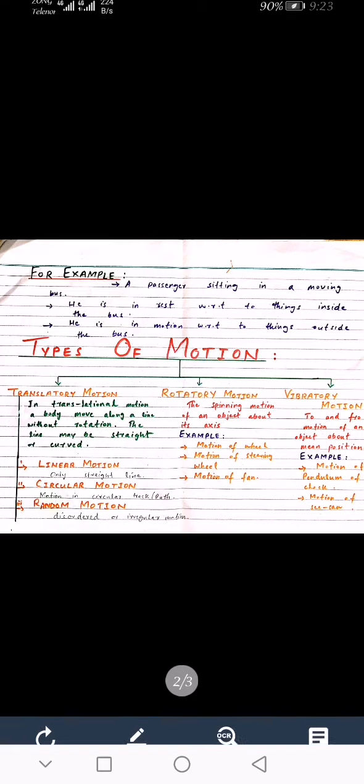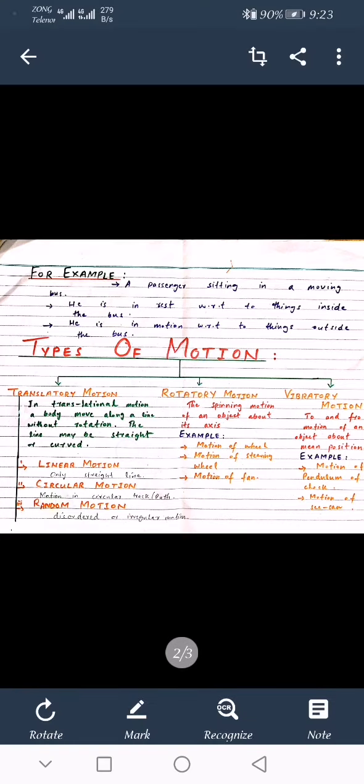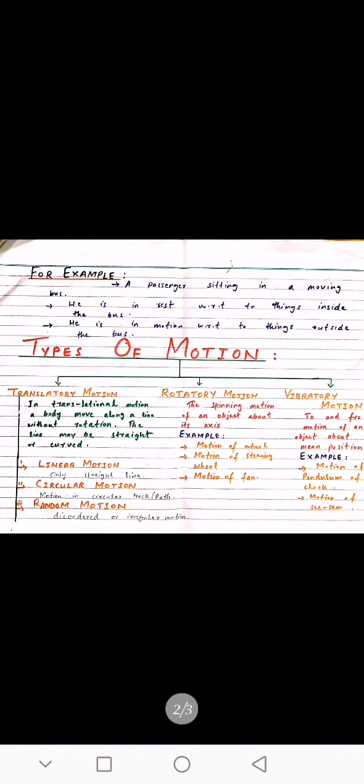Translatory motion has three further types: linear motion, circular motion, and random motion. Linear motion is the motion of an object in a straight line only. For example, a car moving on a level road in a straight line, or an object falling down.